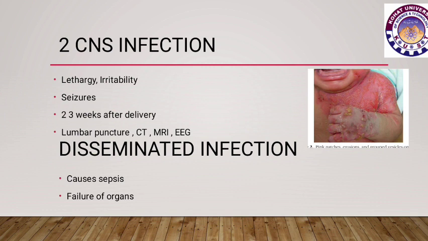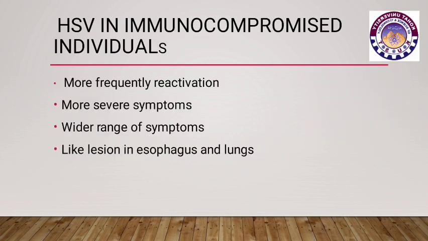If not treated, both the first and second types can transition into the third type, which is disseminated infection, where herpes virus infection causes sepsis and failure of various organs, including the heart and brain. HSV can cause unique symptoms in immunocompromised individuals, who tend to have more frequent reactivation, more severe symptoms, and a wider range of symptoms, like lesions in the esophagus or the lungs.